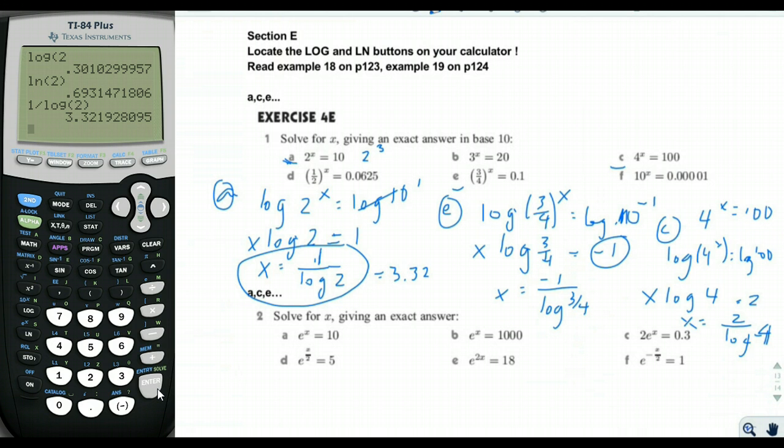We might even be able to simplify that because log of 4 is log of 2 squared, which is equal to 2 log 2, so it's actually equal to 1 over log 2.